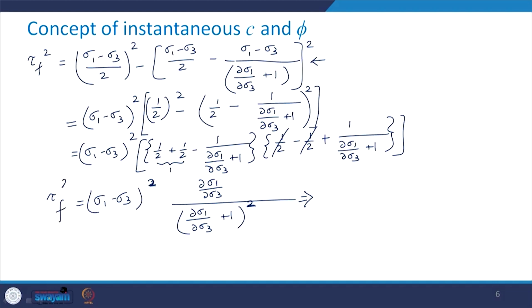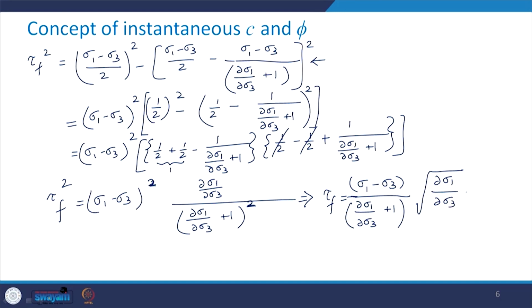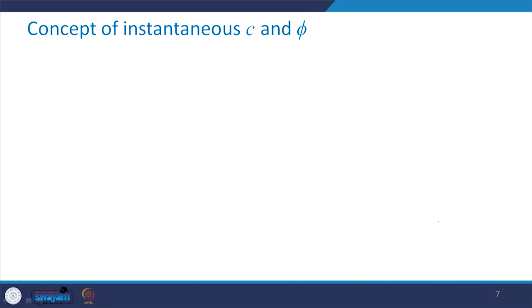on both the sides, what you are going to get is tau f equal to sigma 1 minus sigma 3 divided by del sigma 1 del sigma 3 plus 1 into square root of del sigma 1 del sigma 3. So this is going to be the expression for the tau f. So earlier we got the expression for sigma n in this manner, and now we got the expression for this tau f.